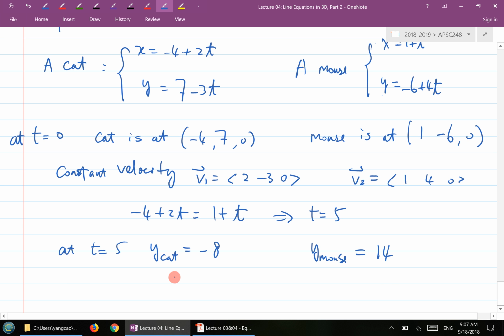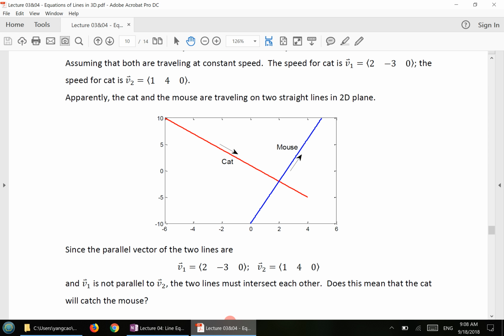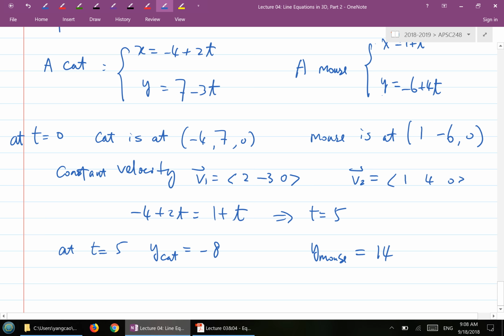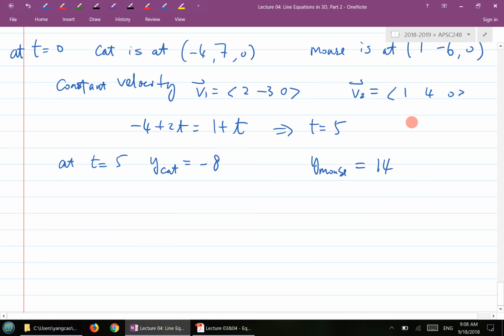Which basically means, will the cat catch the mouse? No. There's no way the cat will catch the mouse, or there's no way the cat will meet the mouse at the intersection point. Alright, good. So that answers the question now.